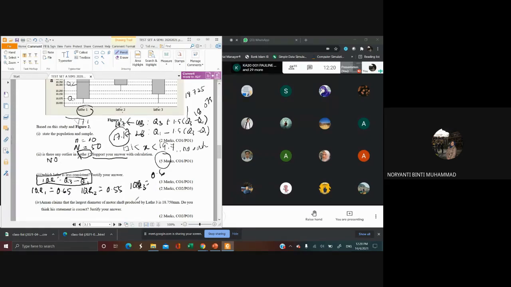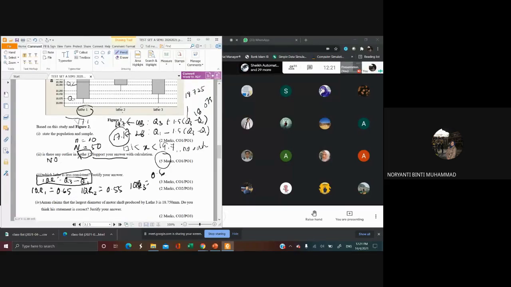Is it IQR smaller or larger? Larger, isn't it? Because of the words less consistent. If the question asks you which latte is consistent, your answer should look for the smallest IQR. But now the question is in negative words, less consistent. So less consistent means more variable. So for less consistent, you must look for which IQR is greater, or which IQR is the largest.